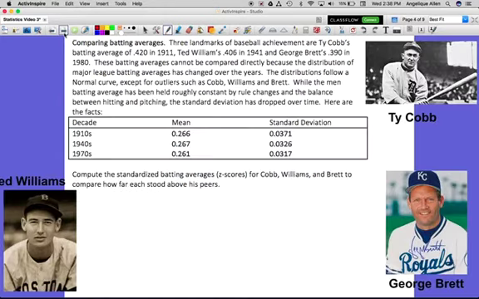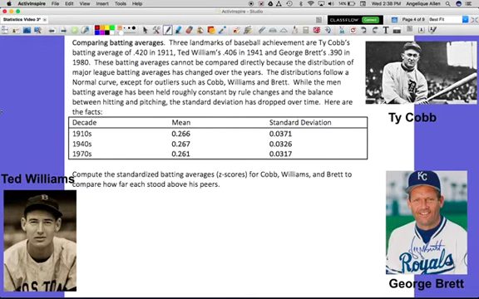All right, so I'm going to show you an application of this idea that helps you and where we might actually use normal curves for real-life scenarios. All right, you can't read Ted Williams' name over here. There we go. So here are 3 great baseball players. They are generally considered some of the best batters that have ever played the game of baseball, and they are Ty Cobb and Ted Williams and George Brett.